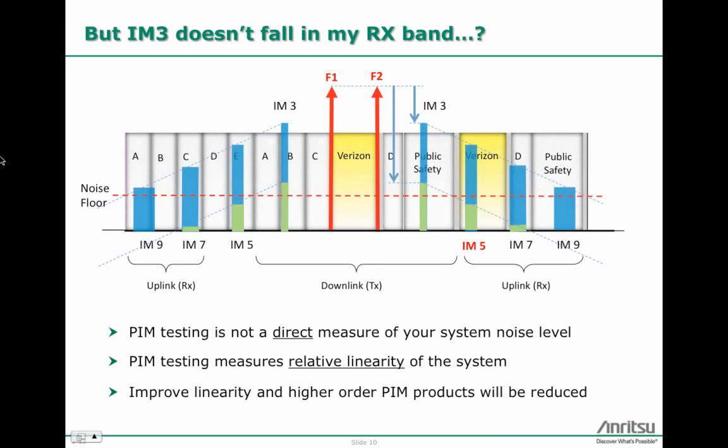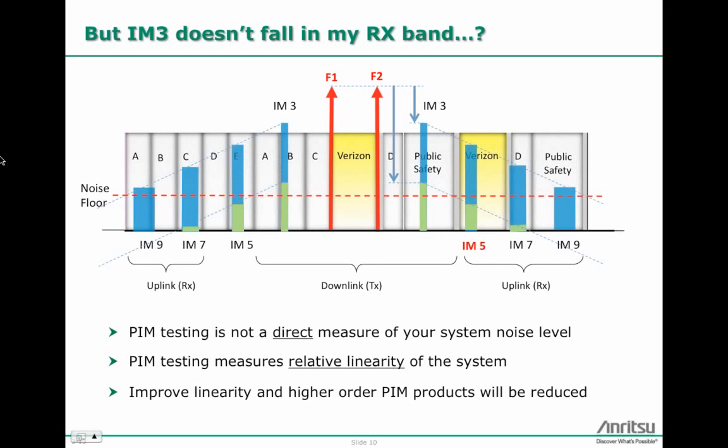So the most common question I get after all of this is, but wait a minute, IM3 doesn't fall in my own band. Most people will understand, okay, I'm going to measure IM3, and then they look at their actual licensed frequency block, do the math, and say, but wait a minute, it's IM5 or IM7 that falls in my band. Why am I not measuring IM5 or IM7?